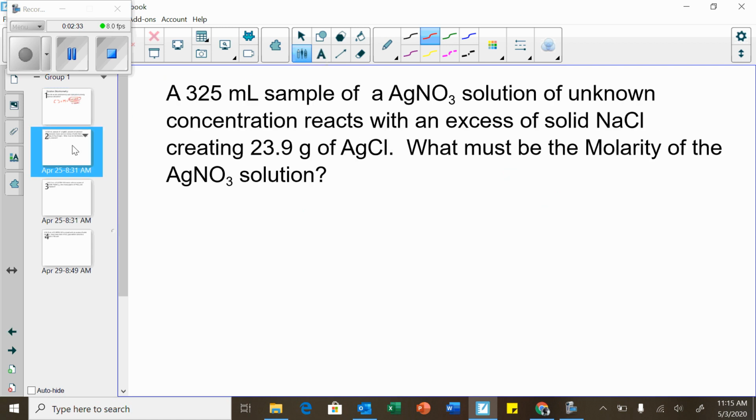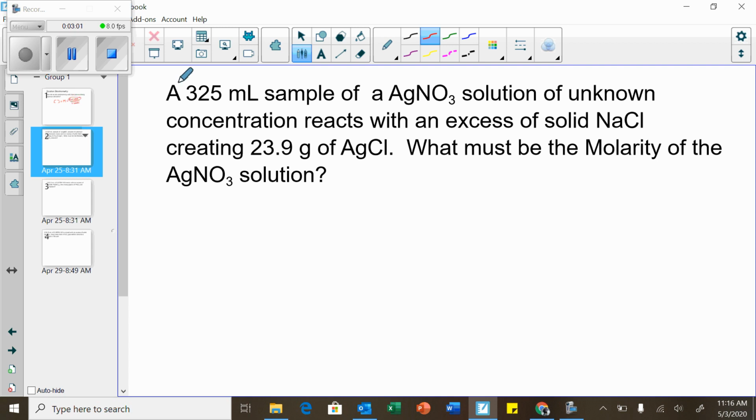Okay, so here we go. So for this first problem here, let's just kind of read it together and make sure we understand what it's asking us to do. So we have a sample of a silver nitrate solution, and we don't know its concentration. But we know it reacts with an excess of sodium chloride to create a certain amount of silver chloride. And then we're asked to figure out the molarity of the silver nitrate solution.